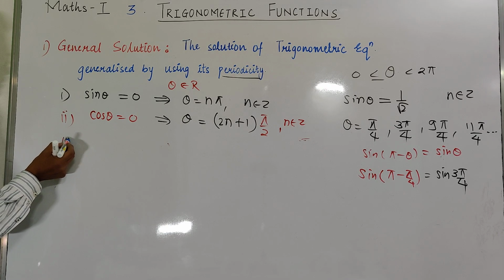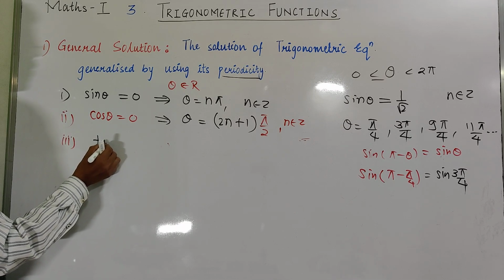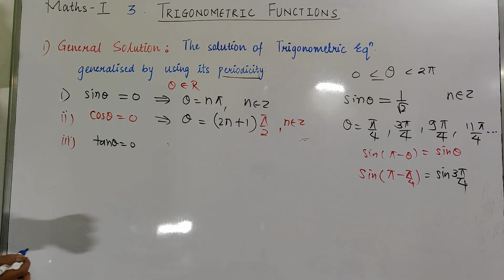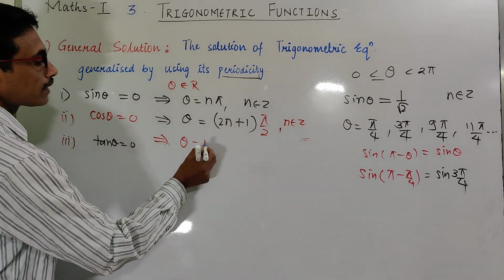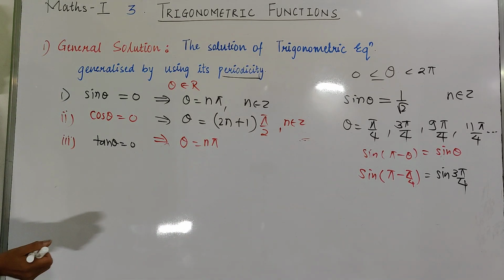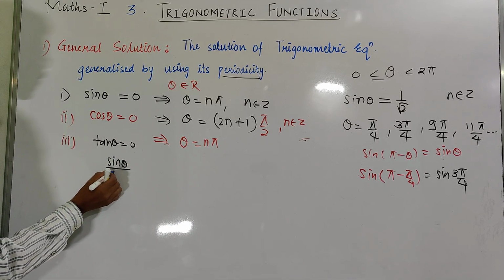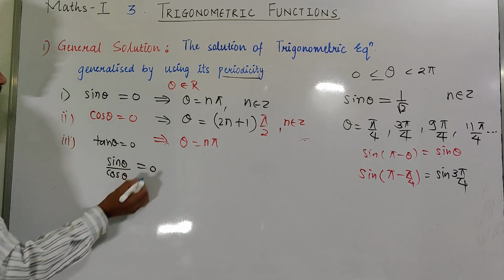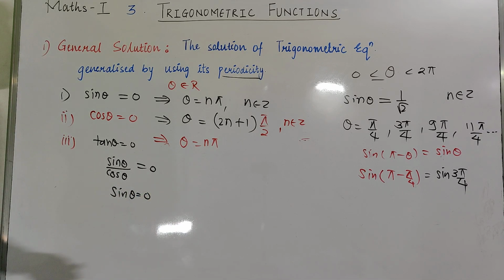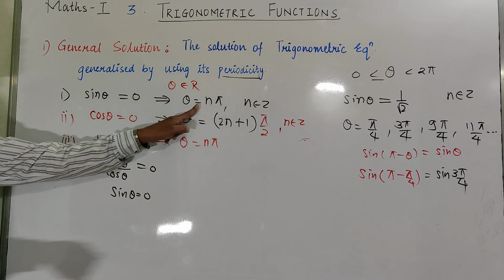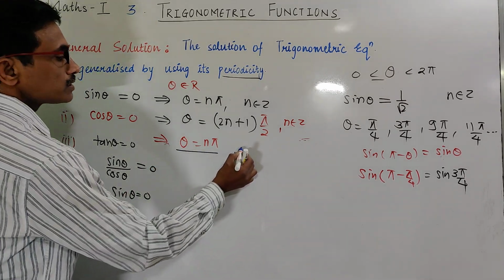Here the third one: tan theta is equal to 0. Now this implies theta is equal to n pi, because tan theta we write as sin theta upon cos theta, which is 0, and cross multiplication gives us sin theta is equal to 0. So sin theta is 0 implies theta is n pi. So theta is equal to n pi, where again n belongs to Z.